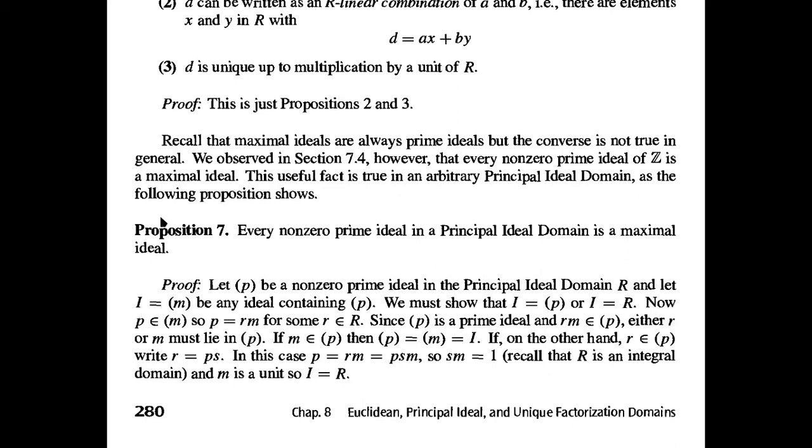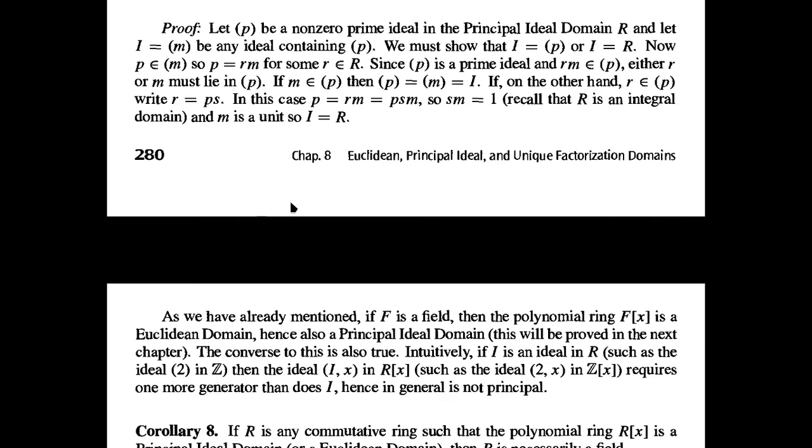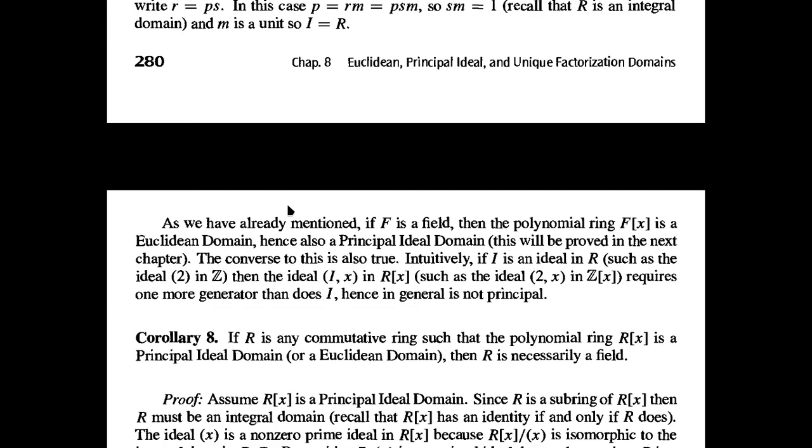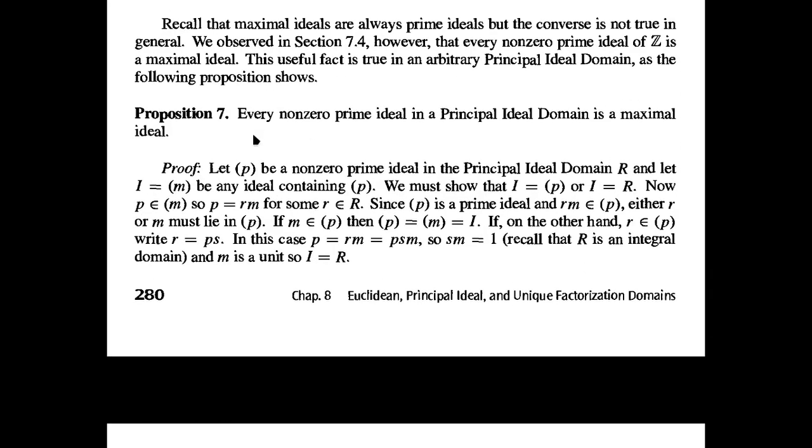But in a PID, I believe that works, but there's something else as well, which is not going to be in a Euclidean domain. The proposition is that every non-zero prime ideal in a PID is a maximal ideal. So if your ideal is prime in a PID, it's a maximal ideal. I believe this is a very important proposition, considering prime ideals are pretty important.